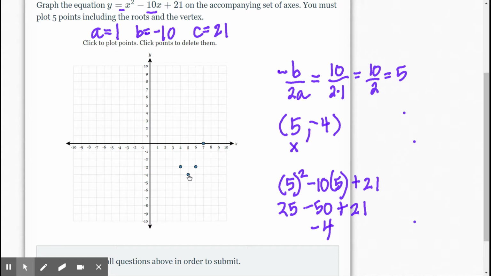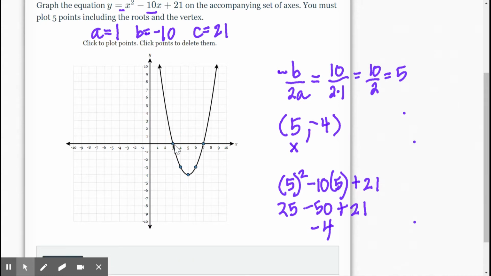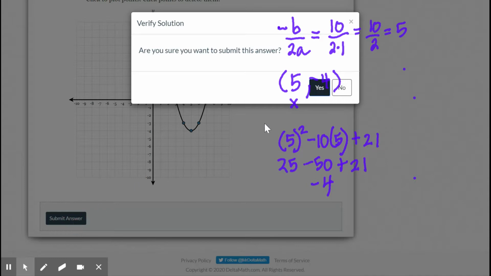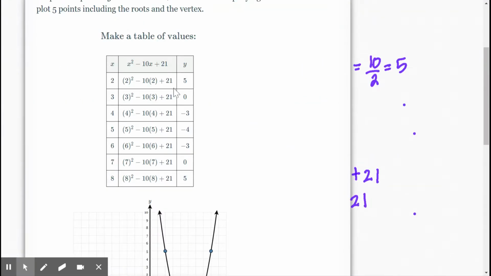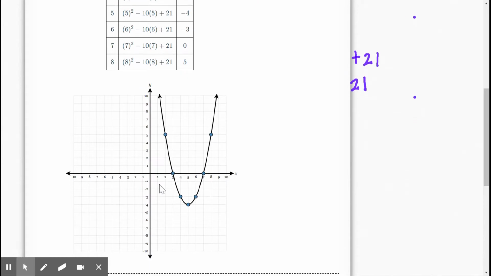If one of these points wasn't the roots, we would have to do it again until we could find the roots. And they only let you graph 5 points. So I've got 5 points, I've got the vertex, and I've got the roots. So now let's go ahead and submit my answer. Yay. Okay, now they show making a table of values, which you're welcome to do. It's just a lot more work, you know, because how do you know what values to plug in?